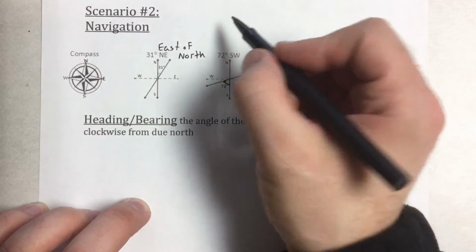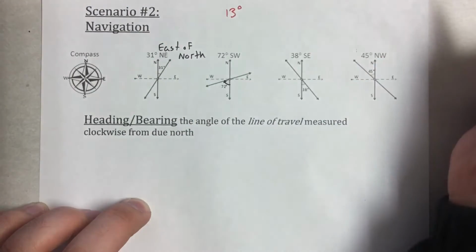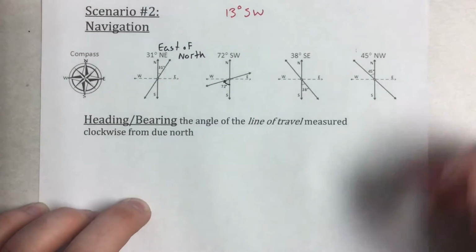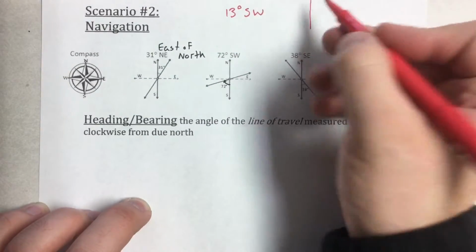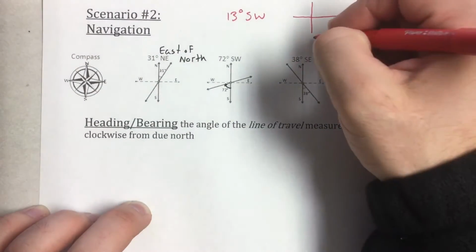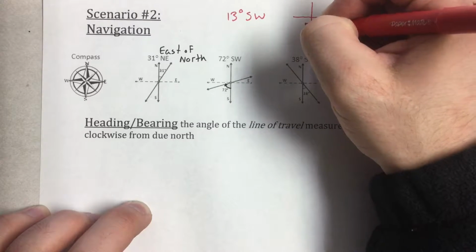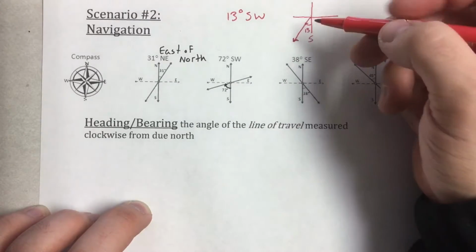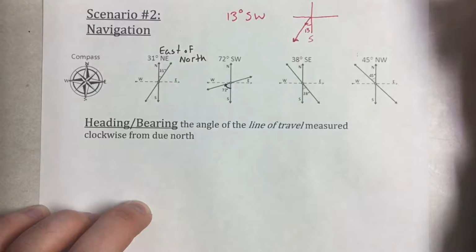So what if I gave you, say, 13 degrees SW. So understanding how we read that, this is west of south. So I would approach the problem by creating my north, south, east, and west marker. And from south, 13 degrees towards the west. And that is the bearing, the direction that my boat, plane, or object is traveling.